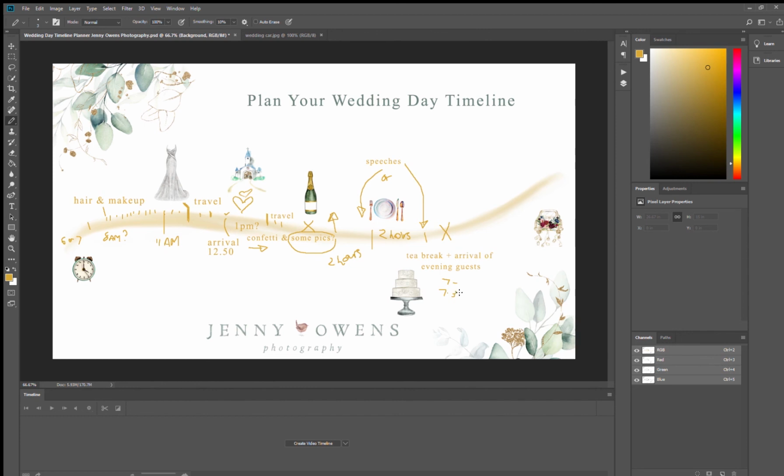The next bit is your cake cutting and also the first dance. Usually this happens one after the other. You would cut the cake once all the evening guests have arrived, so everyone can see, and then usually you would immediately go into your first dance because everybody is already gathered around.